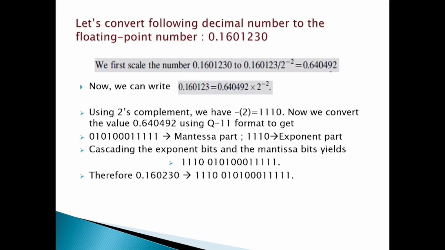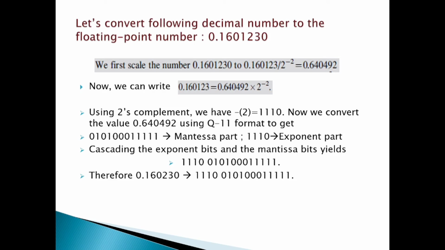We can observe 0.160123 by 2 power minus 2 gives 0.640492. So we can write 0.160123 equals 0.640492 into 2 power minus 2. Remember that the range of m is from minus 1 to 1. Using 2's complement, minus 2 can be written as 1110.